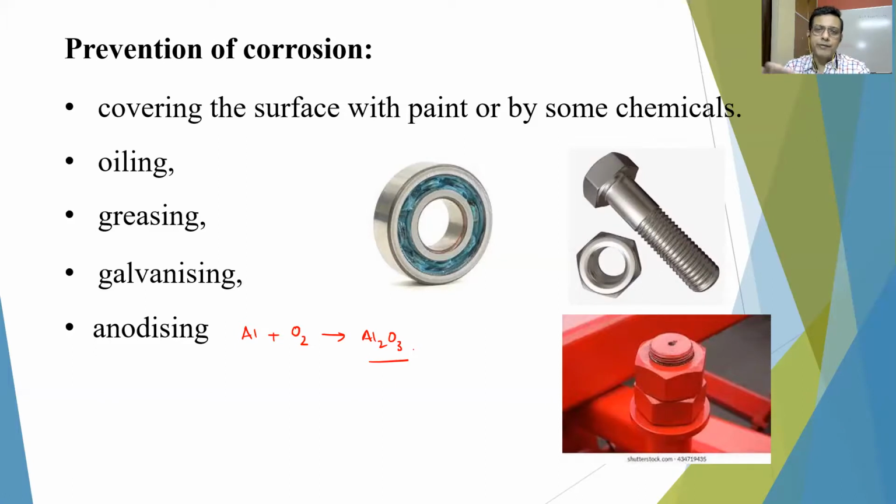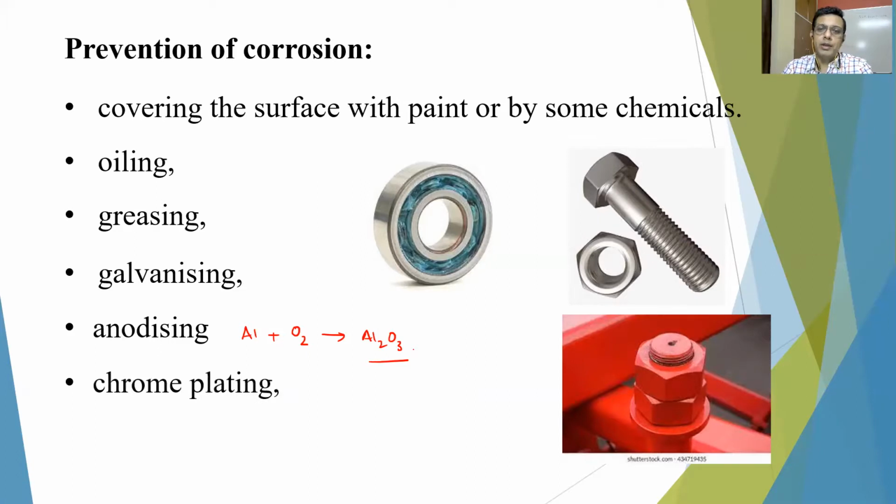It gives a fine, shiny finish to the metal, and the metal becomes corrosion resistant. If you see nowadays, many window panes and many sliding doors are made of aluminum. If you look at that aluminum, it's written somewhere that it is anodized by, and they write the name of the company who has done the anodizing.